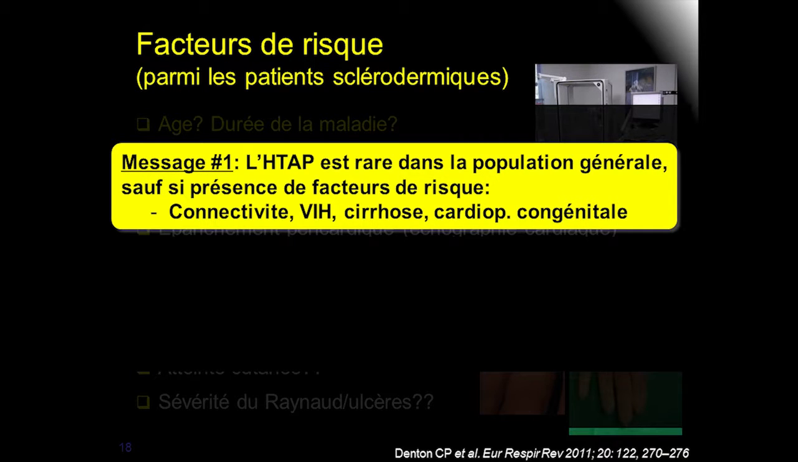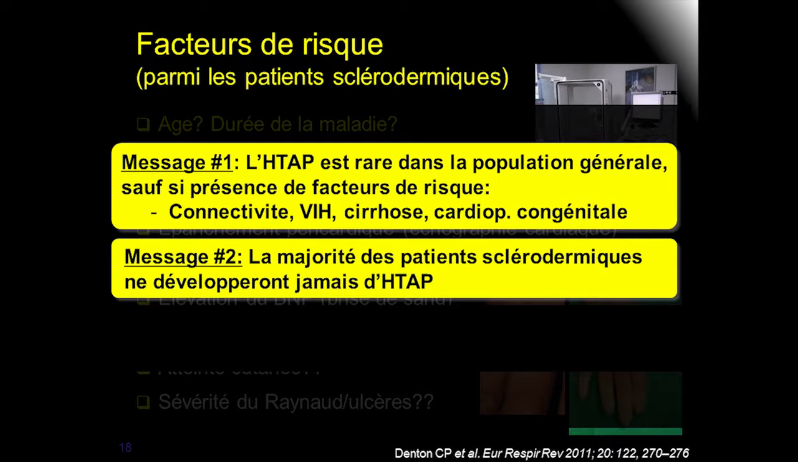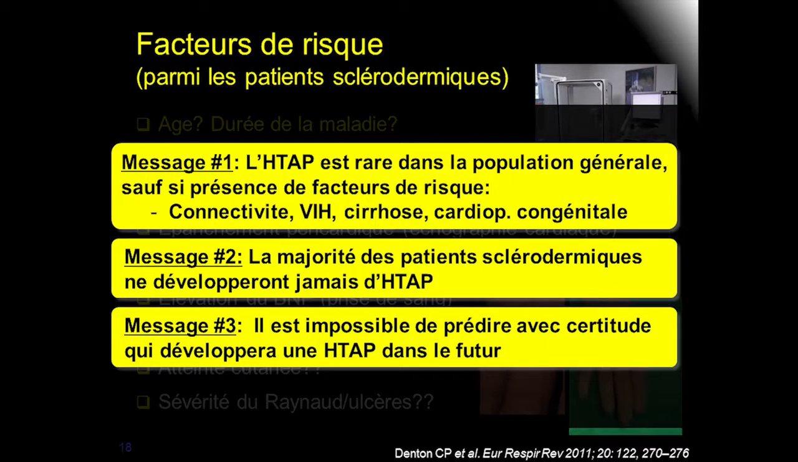So the first message I want you to retain is, first of all, that PAH is uncommon in the general population, very rare. It's an orphan disease, but it is not that rare when you're talking about people who have a condition that predisposes them, such as scleroderma. Nevertheless, the majority of scleroderma patients will never go on to develop PAH. So we're talking about PAH because it is a serious illness, but most people will not go on to develop PAH. At least 90% of scleroderma patients will never develop the disease.